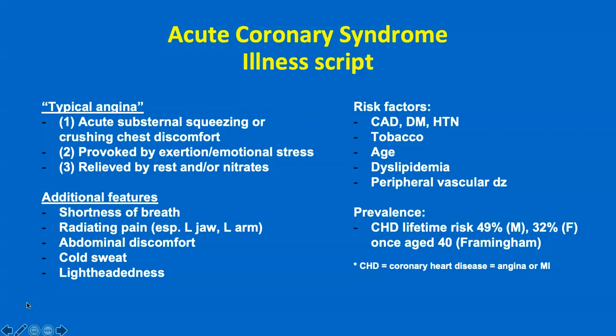Some additional features of patients with ACS include shortness of breath. They may have radiating pain, especially to the left jaw and the left arm. They may have abdominal discomfort. They may complain of a cold sweat and lightheadedness.